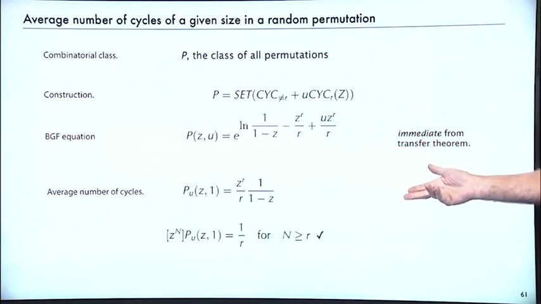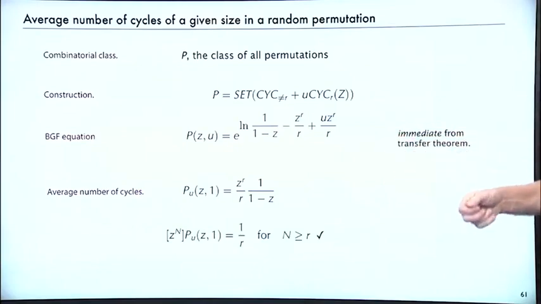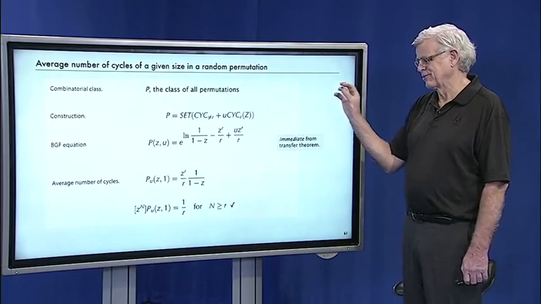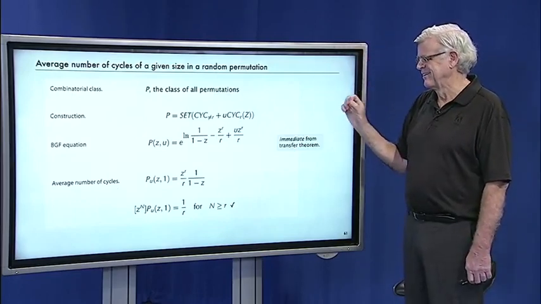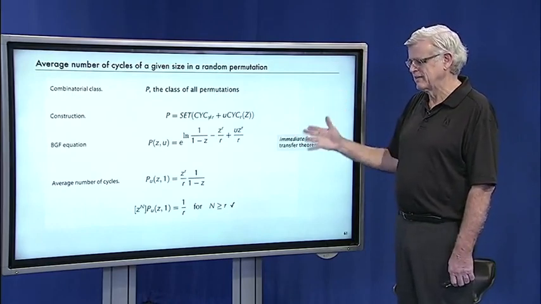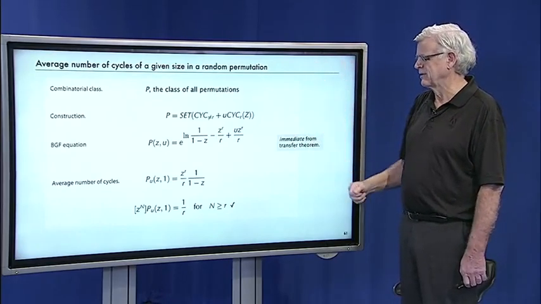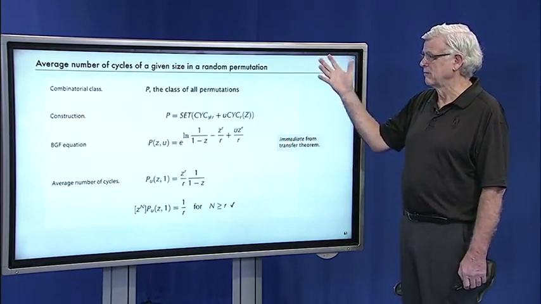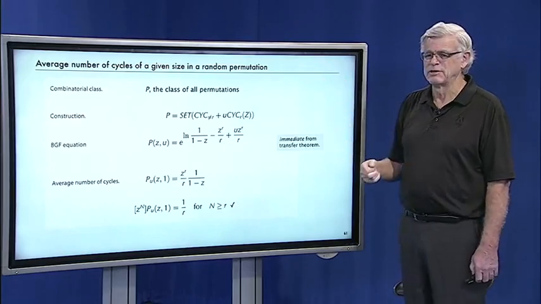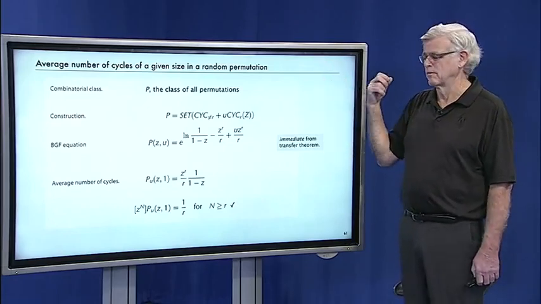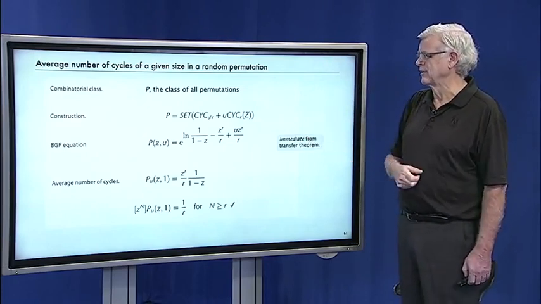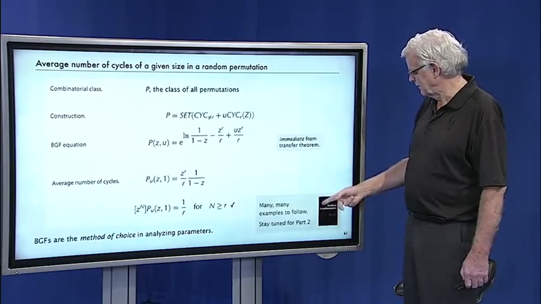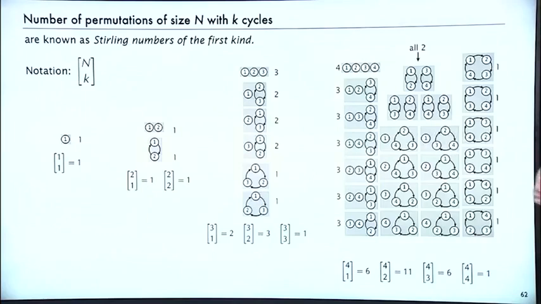And what's the coefficient of z to the n in that? It's 1 over r as long as n is bigger or equal to r. So working with the constructions in the way we did earlier is at the level of detail that analytic combinatorics can free us from. And again, we'll see many more examples of working with parameters that allow us to use the symbolic method for bivariate generating functions in this way. So that'll be mostly in part 2.